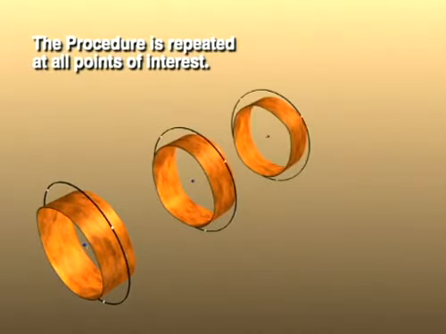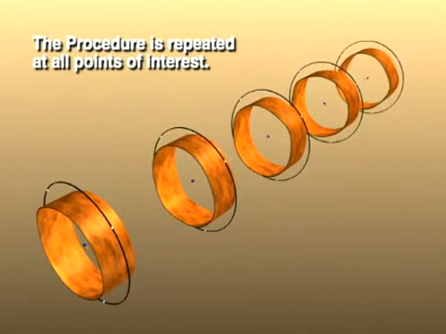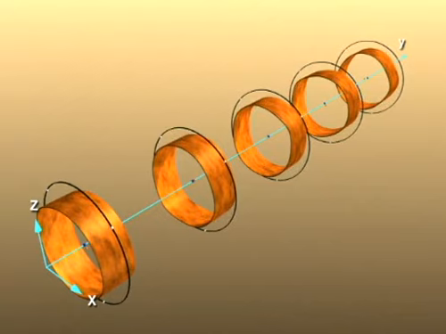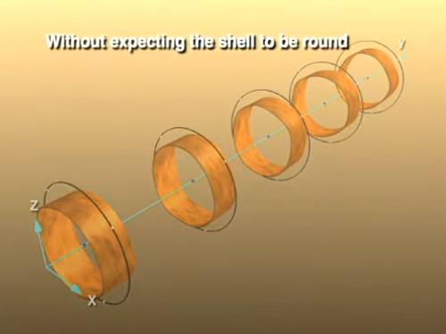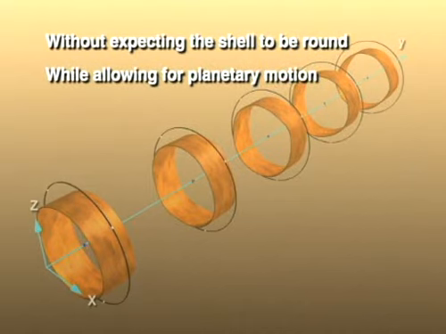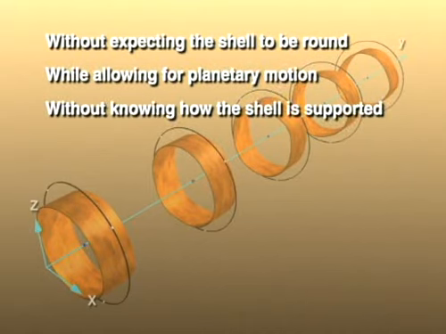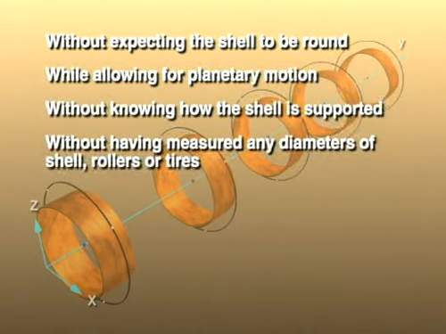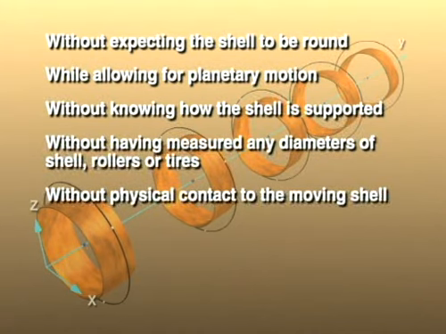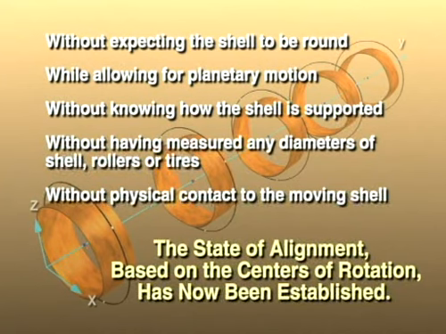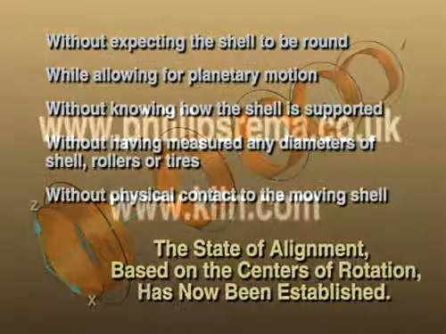Centers are identified by the coordinates within a known reference grid. By selecting an optimum reference line, the deviations in position of the centers of rotation are quantified. Of particular interest is that this entire procedure is accomplished without expecting the shell to be round, while allowing for planetary motion, without knowing how the shell is supported, without having measured any diameters of shell, rollers, or tires, without physical contact to the moving shell. The state of alignment based on the centers of rotation has now been established.